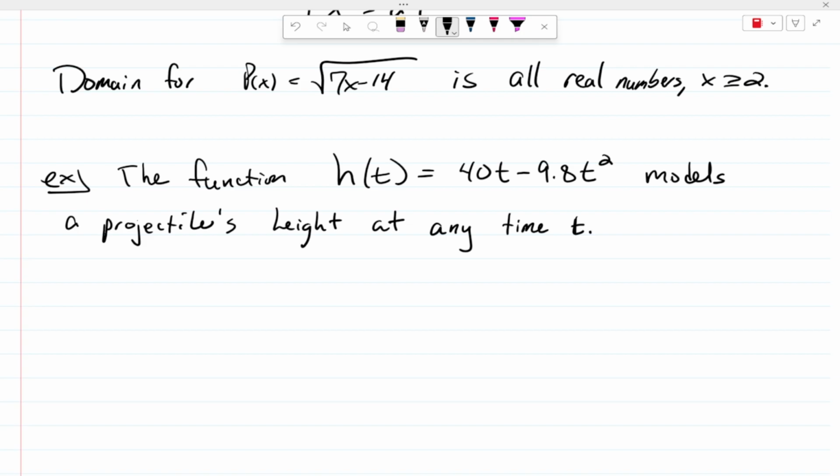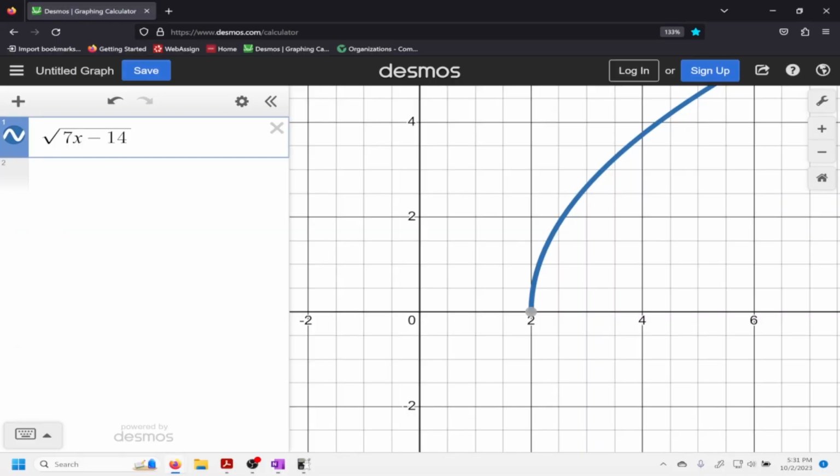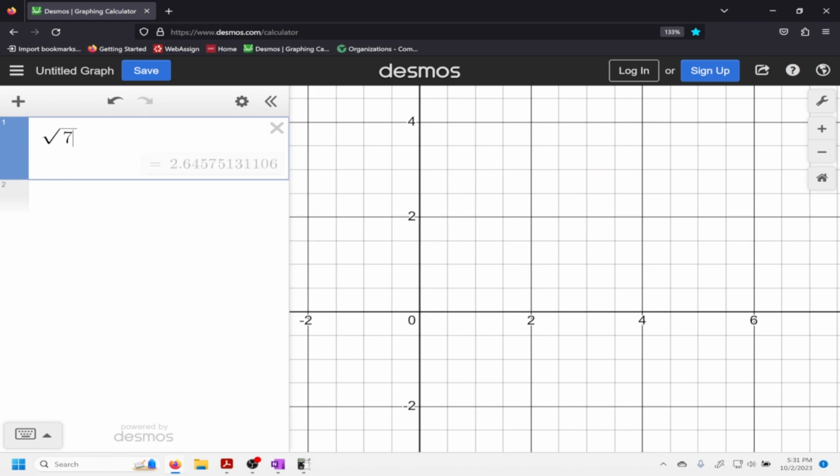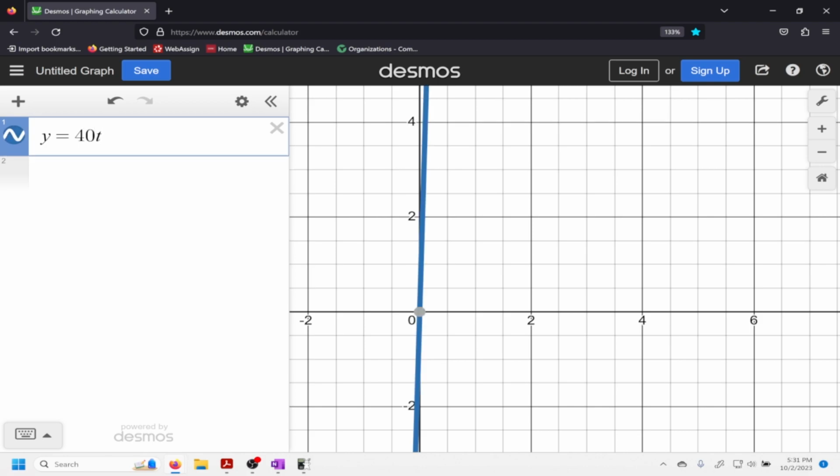All right. So here's what I'm going to do. I'm going to graph this in Desmos so we can get a visual understanding of what's happening. Okay. So let's go back to Desmos. And unfortunately, I don't think Desmos understands t. Maybe it does. We're going to find out here in a second. How about that? So I'm just going to type in y equals 40t minus 9.8 t to the second power.